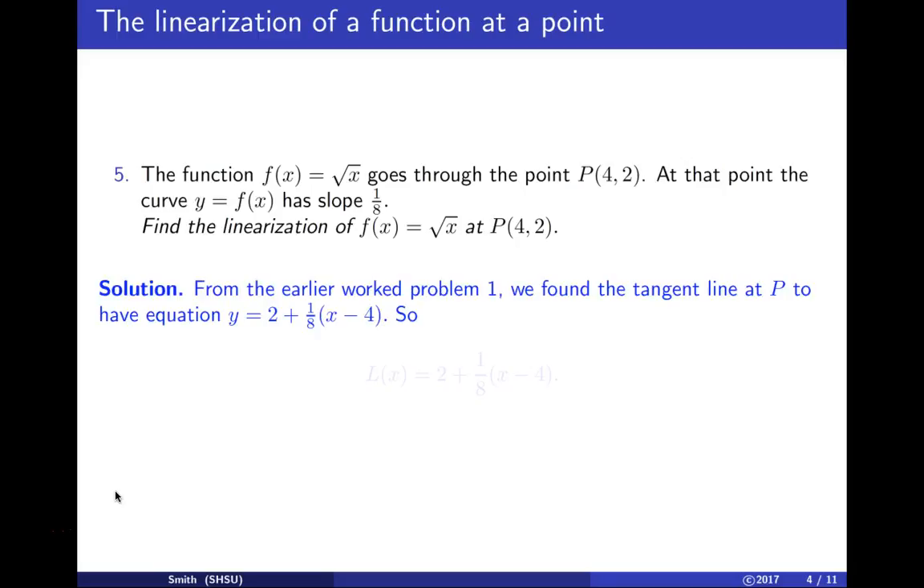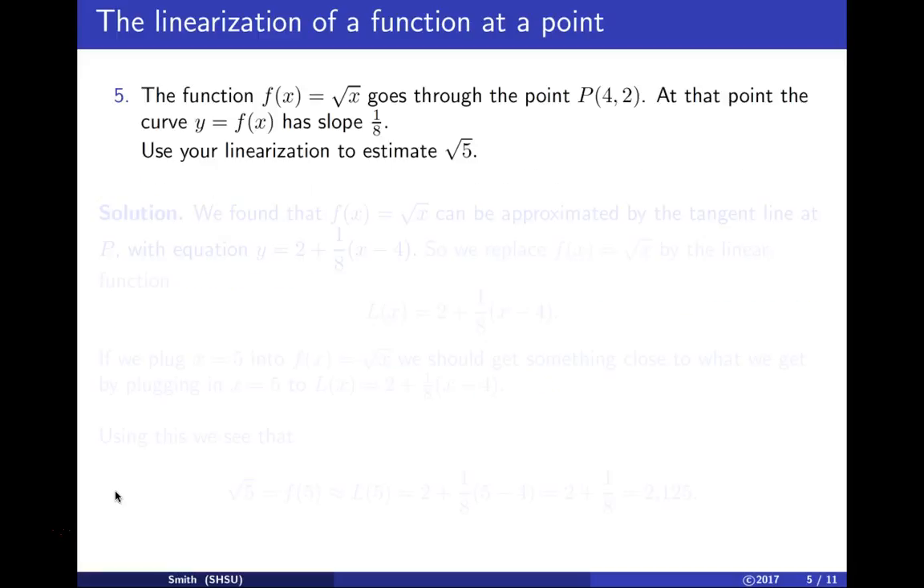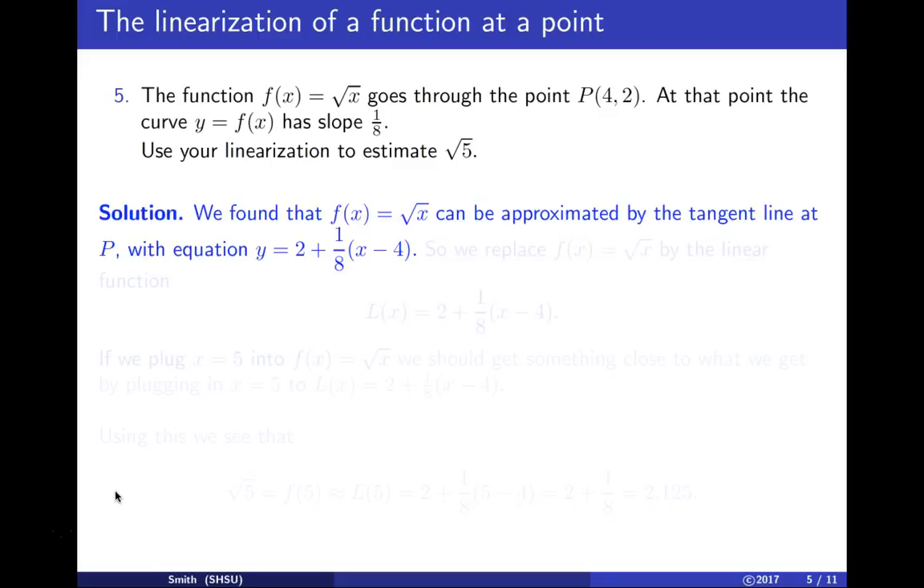Well, from an earlier problem we did in an earlier lecture, we found the tangent line at P using the point slope formula to be this. We discovered that if x is 4 and y is 2 and the slope is 1/8, that gives us the line y equals 2 plus 1/8 times (x minus 4). So there's my linear function. This function looks an awful lot like the square root function near (4, 2). Now, if we need to approximate the square root of 5 using this function, then notice that we already have this equation, the linearization for the function, a line that looks like it.